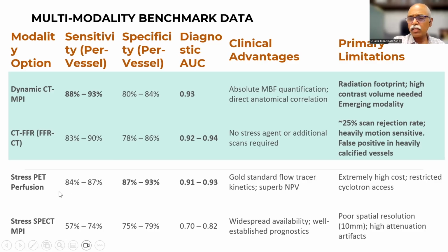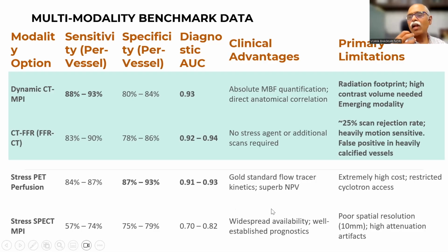Stress PET perfusion is not available everywhere. It is very rarely available, especially quantification of myocardial blood flow with PET, which is not available as of today even in the highest centers. So availability is a problem. Extremely high cost, restricted cyclotron access. Now, stress SPECT MPI is the workhorse, the widely available modality as of today. That's why we compared with SPECT perfusion and we got very good correlation. Unfortunately, the spatial resolution is less and it does not give you the absolute myocardial blood flow values.